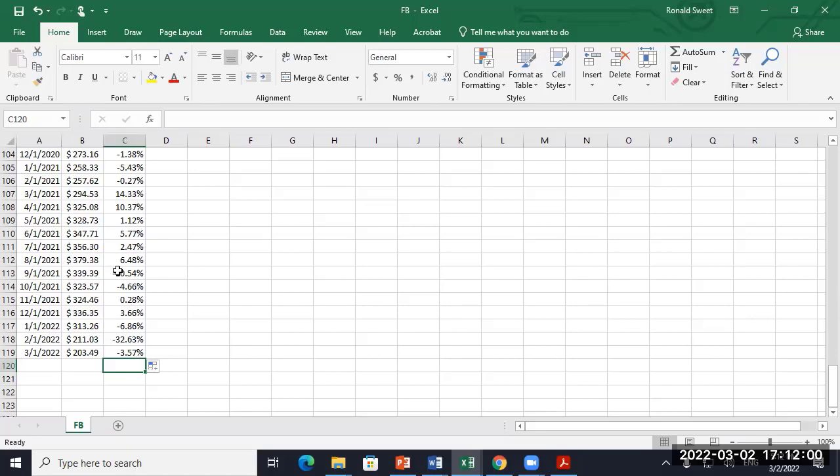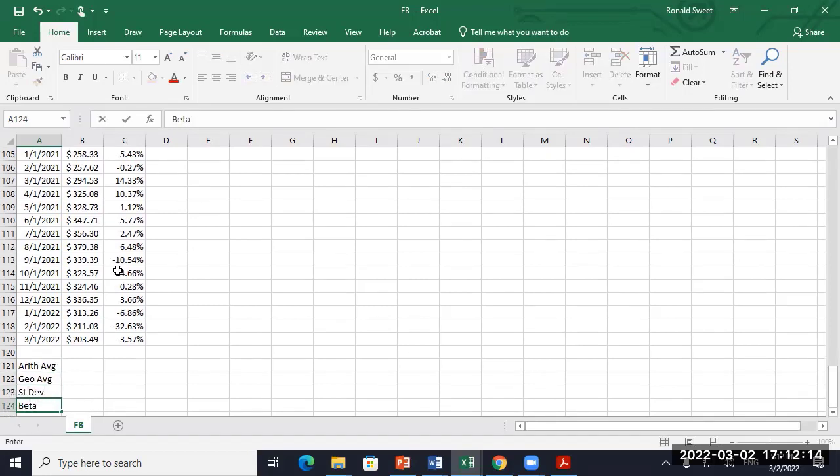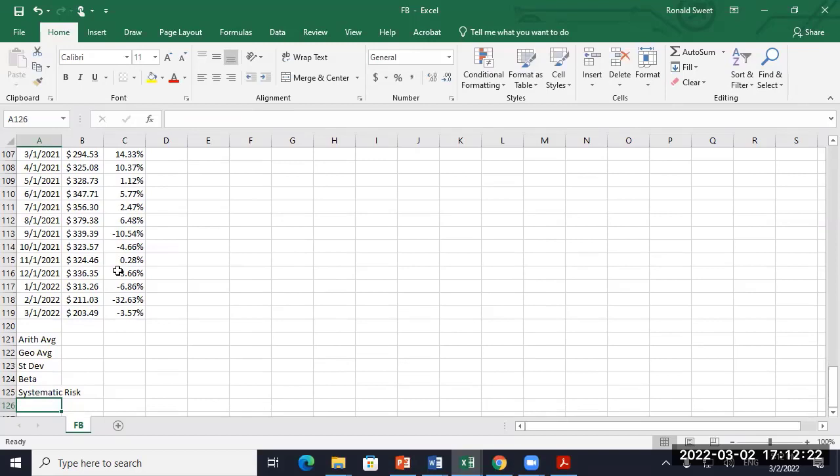So what can we do with this? Well, we can get the arithmetic average, the geometric average. We can do standard deviation. We can calculate a beta. We can calculate systematic risk. Now that we have those holding periods, we can do all kinds of statistics on the stock. So you can see why that holding period is so important. You have to calculate that number, and then we put a bunch of them together, and now we can do all kinds of cool things.